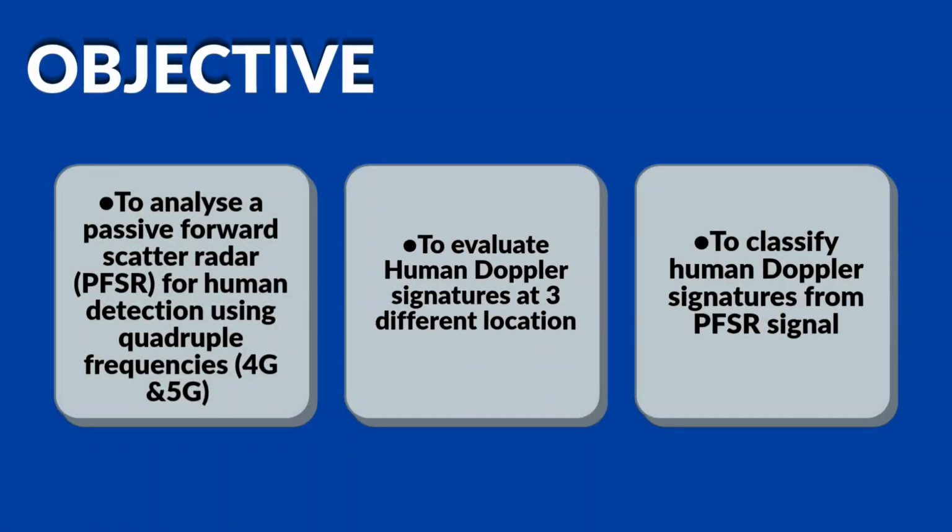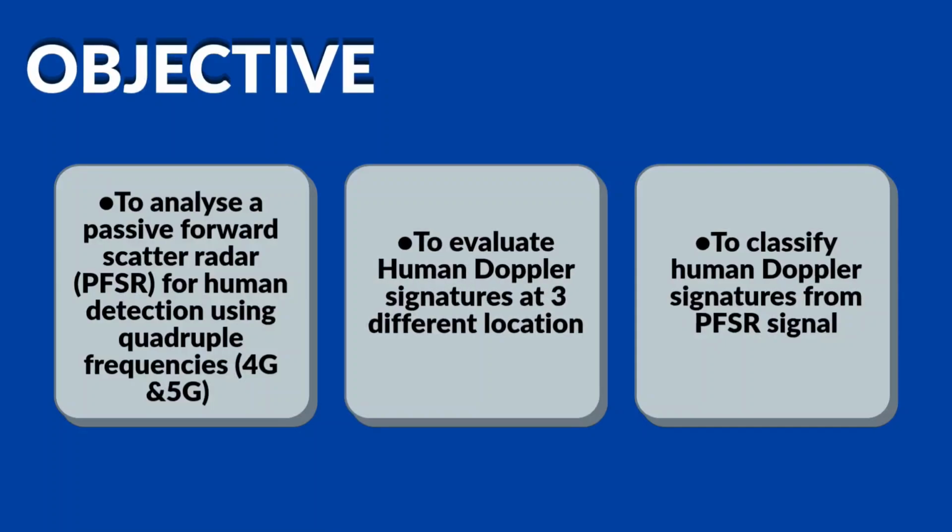The objectives of this project are, first, to analyze a passive forward scatter radar, or PFSR, for human detection using 4 different frequencies from 4G and 5G networks. Second, to evaluate human Doppler signatures at 3 different locations. Finally, to classify the human Doppler signatures obtained from the PFSR signals.